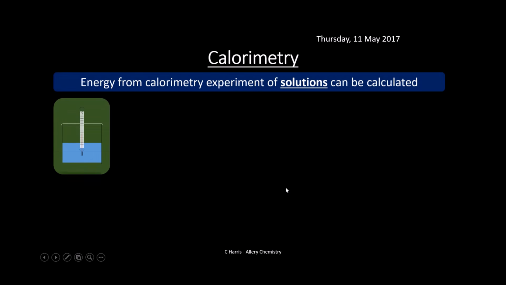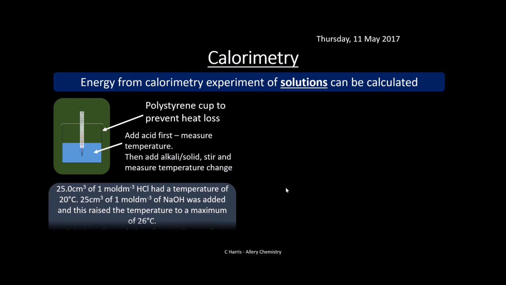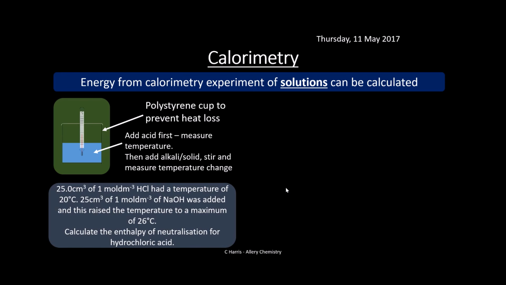Okay, another type of calorimetry. So this one, instead of using a fuel, we're going to do the calorimetry, the energy change of a solution, for example, a neutralization reaction. So here we've got a polystyrene cup, and that's basically there to prevent any heat loss. We're going to add our acid first, and we're going to measure the temperature of the acid for a fixed period of time, maybe 3 minutes or 4 minutes, something like that. Okay. Then we're going to add our alkali or solid and stir, and then we're going to measure the temperature change.